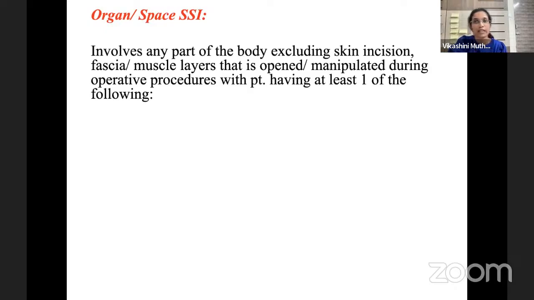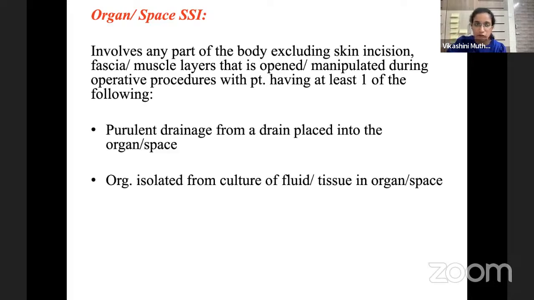Here, it involves any part of the body excluding skin incision or skin subcutaneous or facial and all those muscles, whatever was involved in the superficial indication, except that any part of the body can be involved. And that can be manipulated or opened during the operative procedures. And also here, the patient must have one of the following criteria.